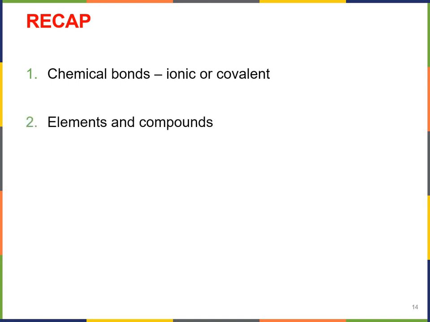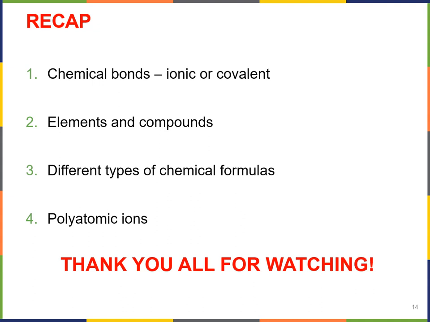So to review what we covered in this lecture, first, we covered chemical bonds, ionic and covalent bonds. We covered some information about elements and compounds and how they relate to molecules and atoms. We looked at different types of chemical formulas, and we learned about polyatomic ions.